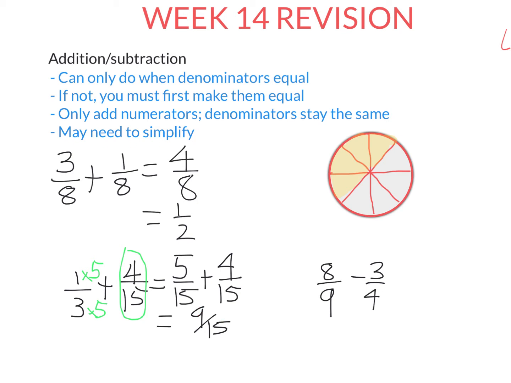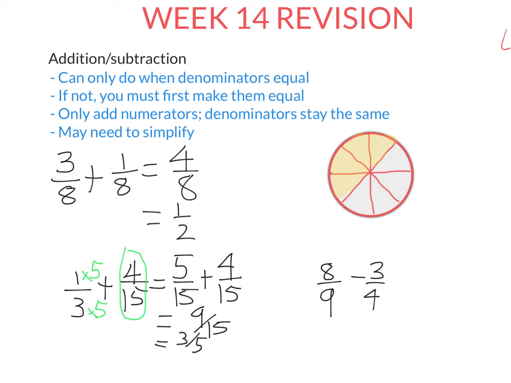How do I know that this can be simplified? Because 9 and 15 have a common factor. Their common factor is 3. So 9 divided by 3 is 3. 15 divided by 3 is 5. So a third plus 4 over 15 is actually 3/5. So I know it gets a bit tricky. We use lowest common multiple to find equivalent fractions, and we use highest common factor when simplifying.